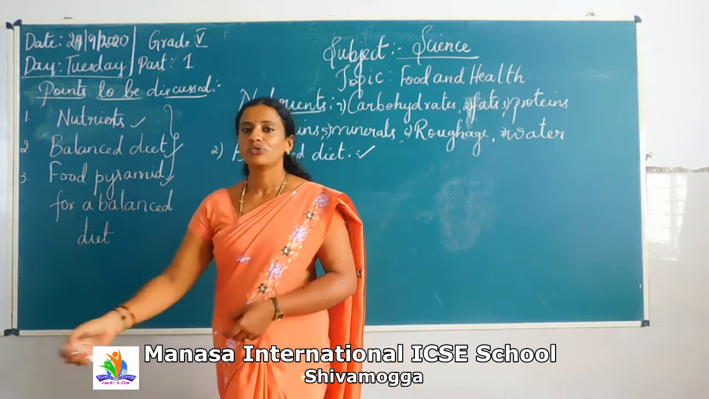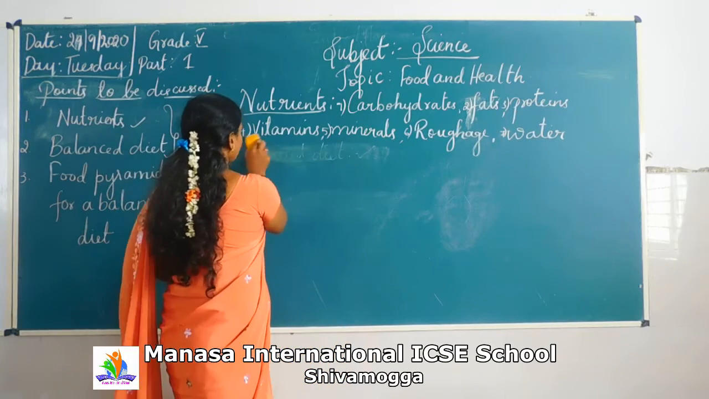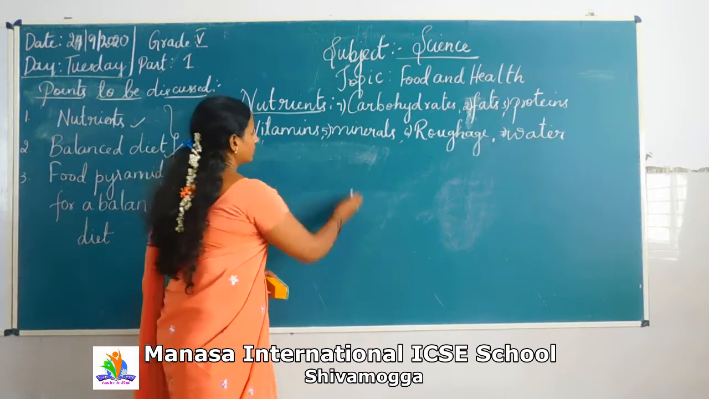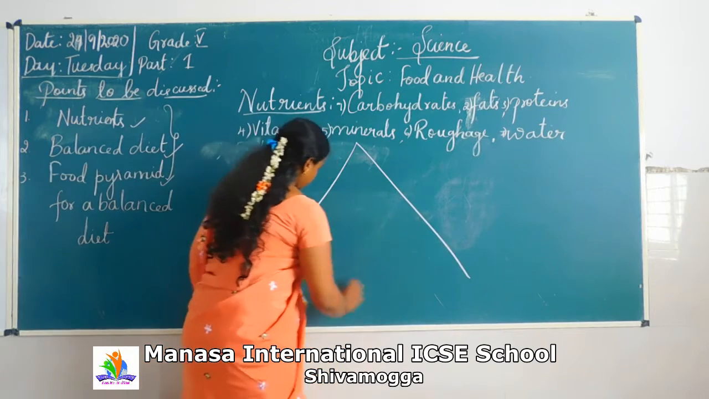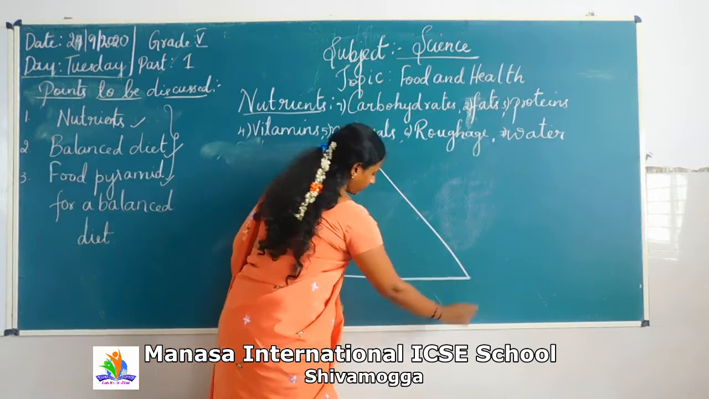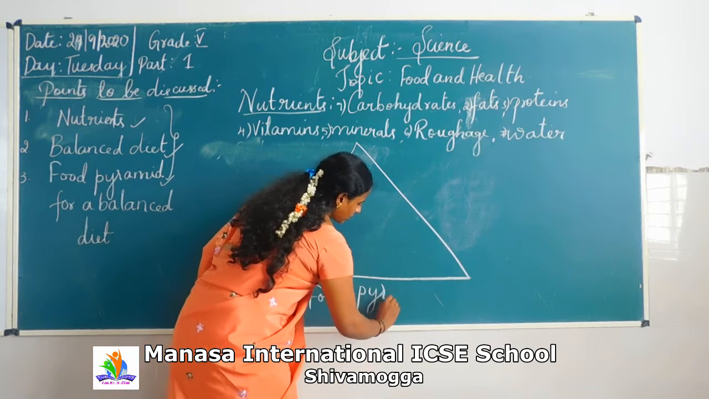Next we have the food pyramid. So what is this food pyramid? We know what a pyramid is, right? A pyramid is a triangular structure. This is what I am drawing, this food pyramid.